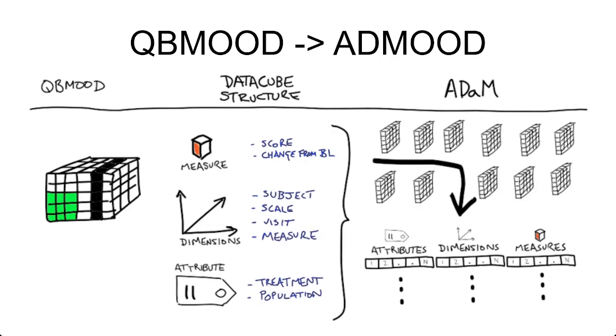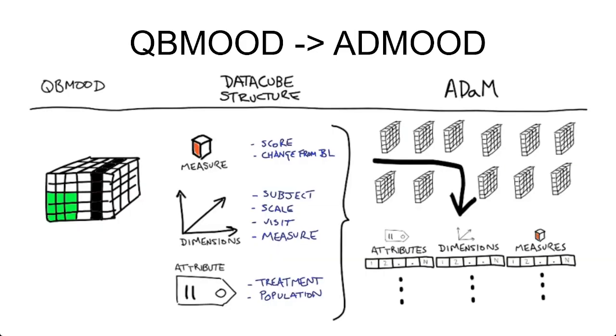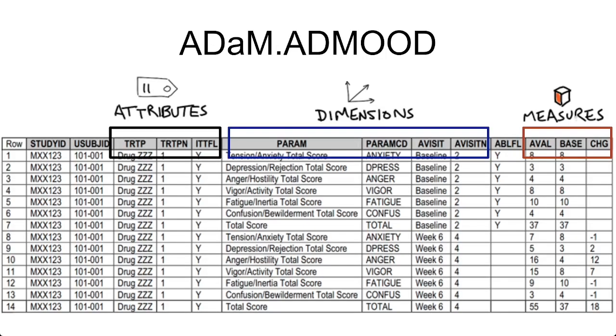So we've got subject, and then scale is mapped to parameter, and then visit is mapped to visit. And then we've got our measures, and if we come back, we've got two measures. We've got score, and we've got change from baseline, and score is mapped to eval, and base has got change from baseline. So hopefully that makes sense of how that's unwound in that nested do loop.